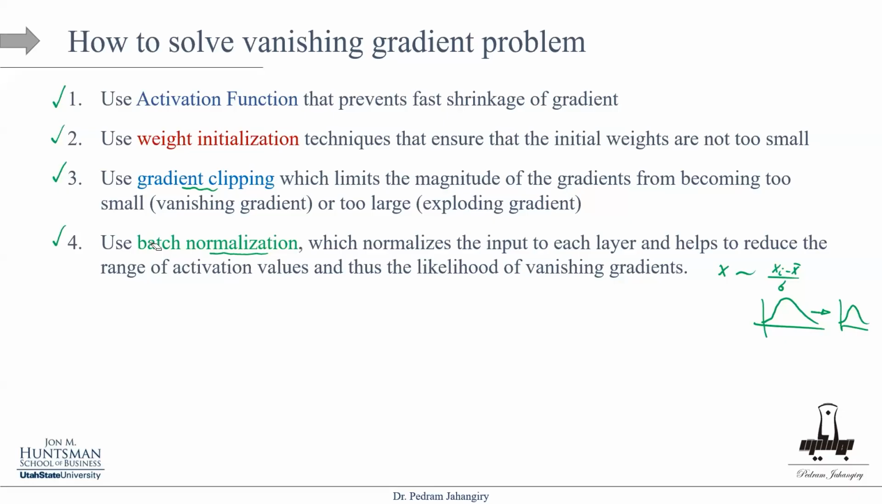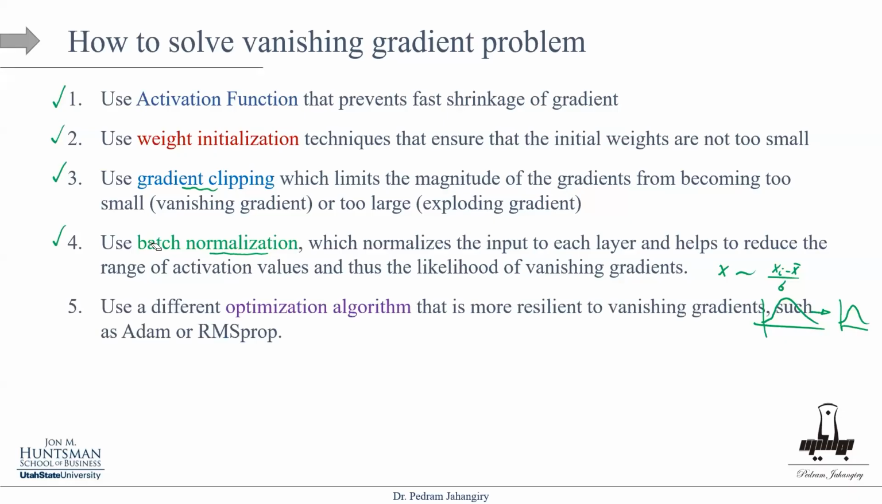Okay. And then another one, we can use a different optimization algorithm. For example, instead of stochastic gradient descent, we can add this notion of momentum, to skip through those local optima, again, by adding the momentum. One of them is Adam, and the other one is RMSprop. So these are all the solutions that we can use to solve the vanishing gradient problem.